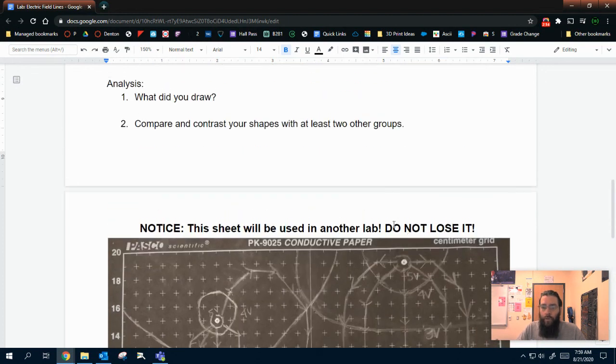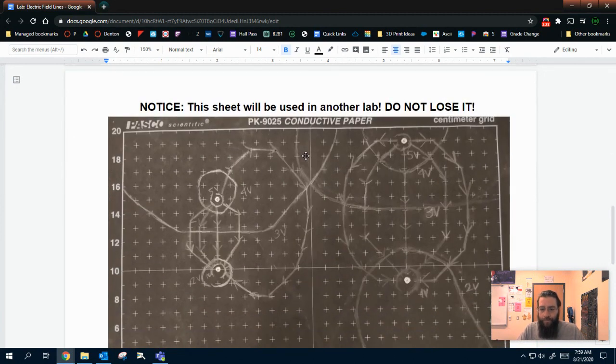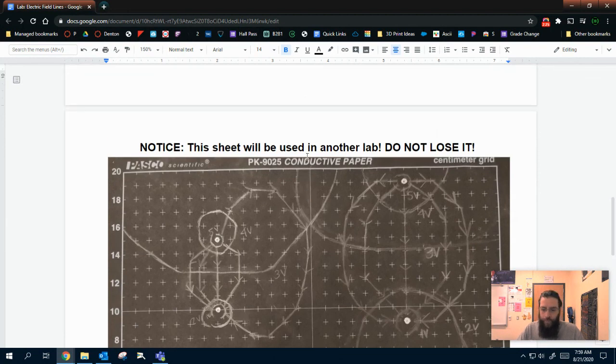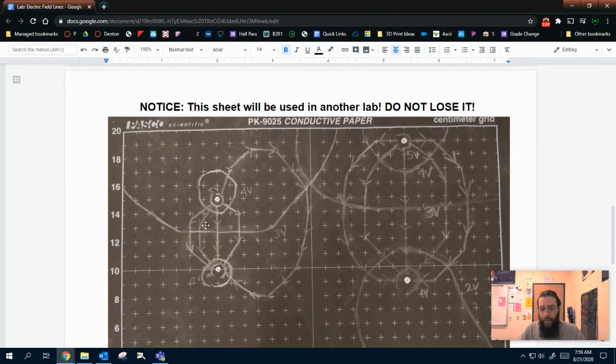Okay. So what I want you to do is just do the analysis questions based on this as if this was your lab. What did you draw? And then compare and contrast your shapes. It says with two other groups, well, again, you're not really going to be able to do that, but just compare this set to this set and look at how they're similar and how they're different. Like I said, you're focusing on these arrows, right?